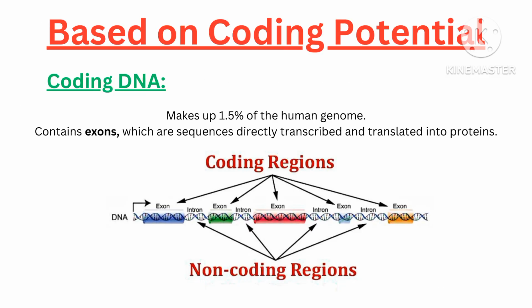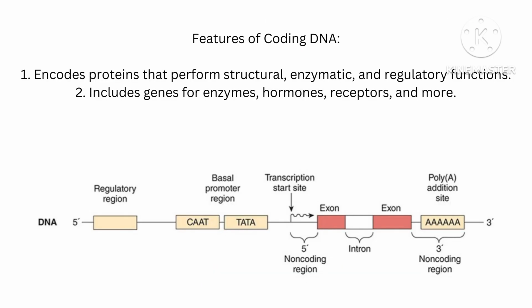Based on coding potential. Coding DNA makes up 1.5% of the human genome. It contains exons, which are sequences directly transcribed and translated into proteins. Features of coding DNA: 1. Encodes proteins that perform structural, enzymatic, and regulatory functions. 2. Includes genes for enzymes, hormones, receptors, and more.